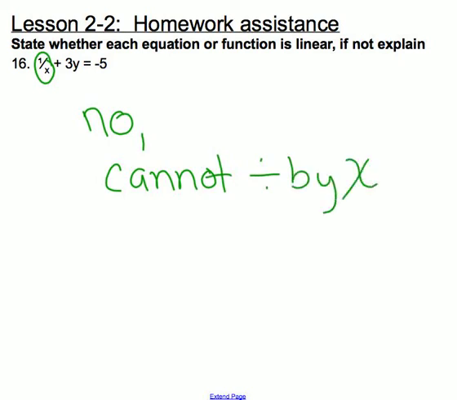So you have to always pay attention to where your variables are. A variable in the denominator will not allow you to have a linear function.